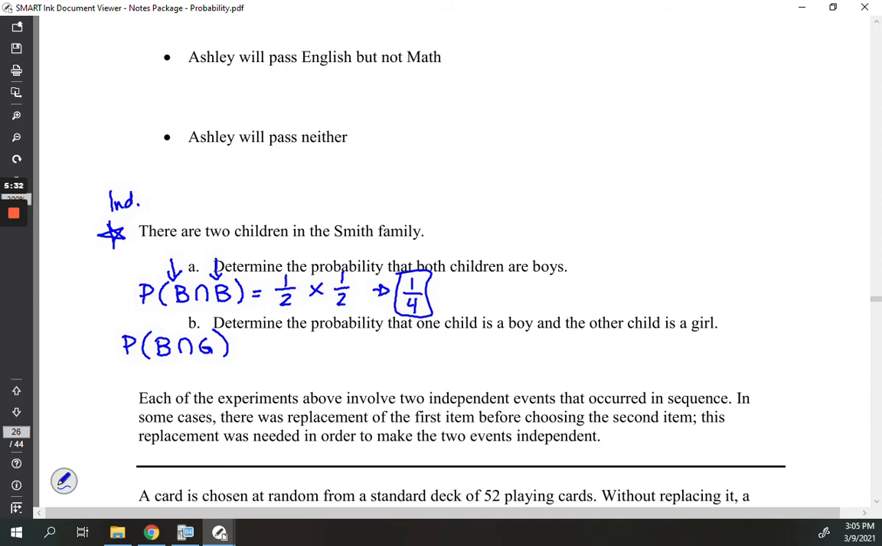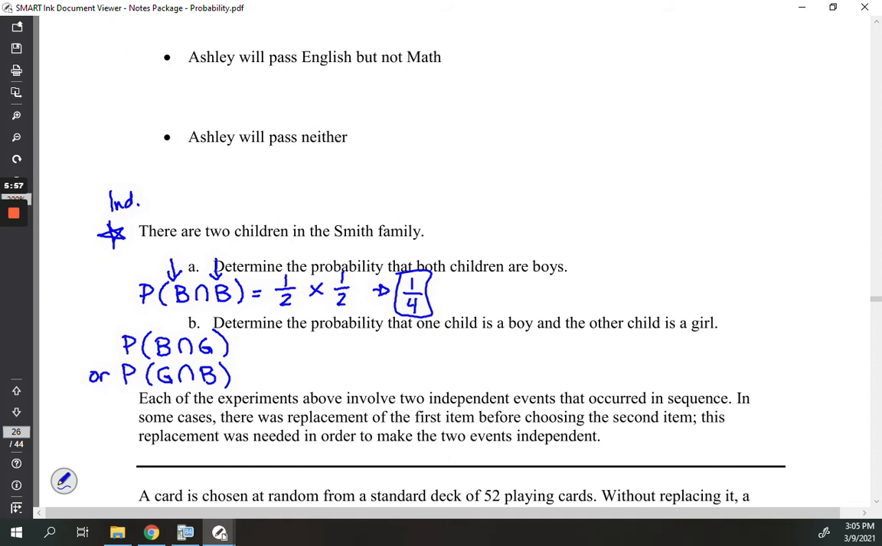We have another scenario here to give us this outcome. We could have also had the situation where our first child was a girl and the second child was a boy. Both of those scenarios would give me what I'm looking for, which is one child is a boy, one is a girl. So you have to be careful: if I don't tell you that there's a first event and a second event, you might have to look at different scenarios to do it.